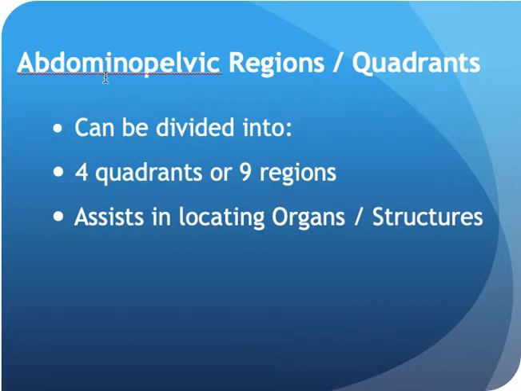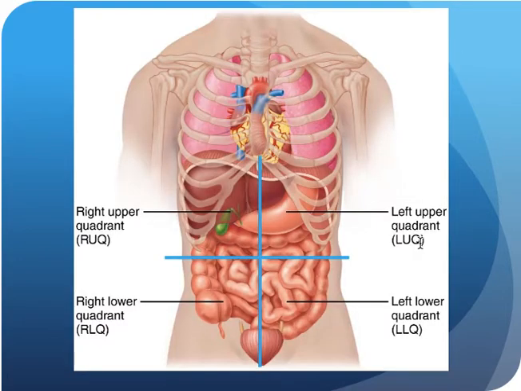So I can divide this abdominal pelvic area into these different little regions or quadrants. I can divide it into 4 to get my quadrants, or I can divide it into 9 regions. It's going to assist us in locating organs and structures, and it's also going to be one of the ways where if someone says, hey, I have pain in this specific area, if you know what organs or what things are behind or in that area, you can sort of guess at what might be one of their issues.